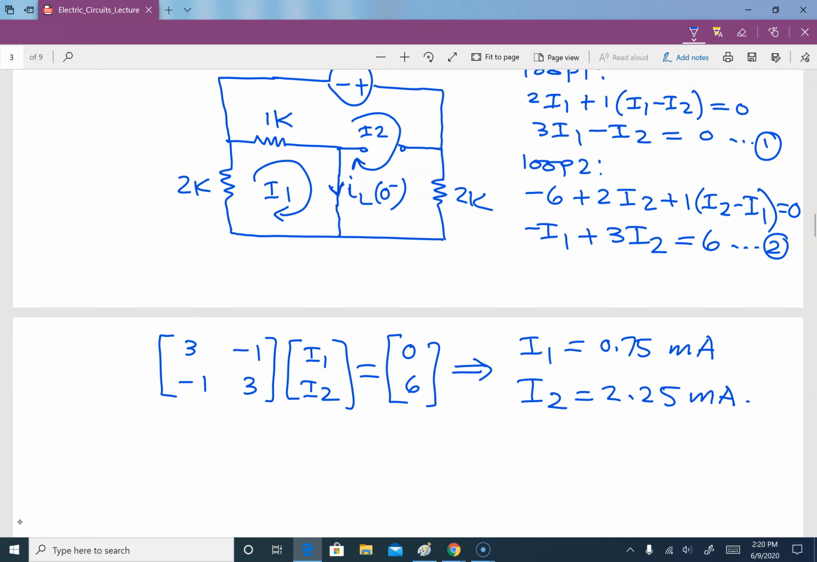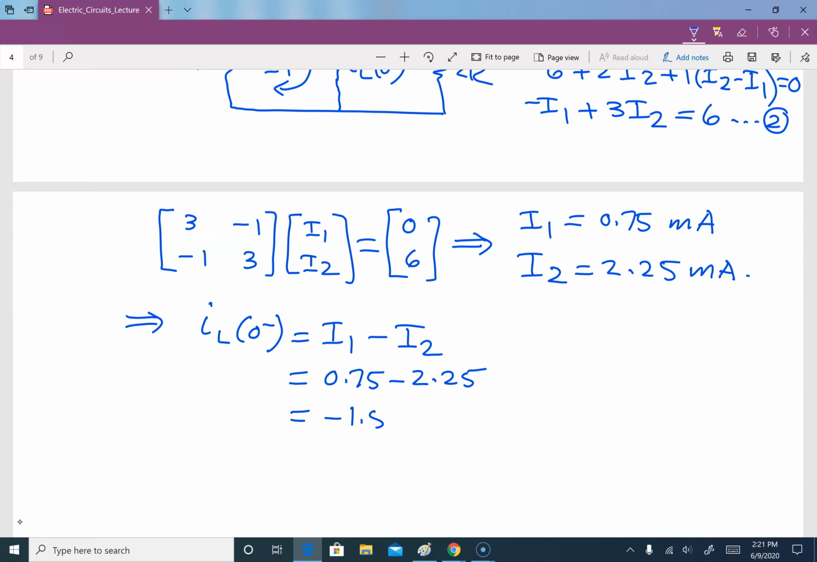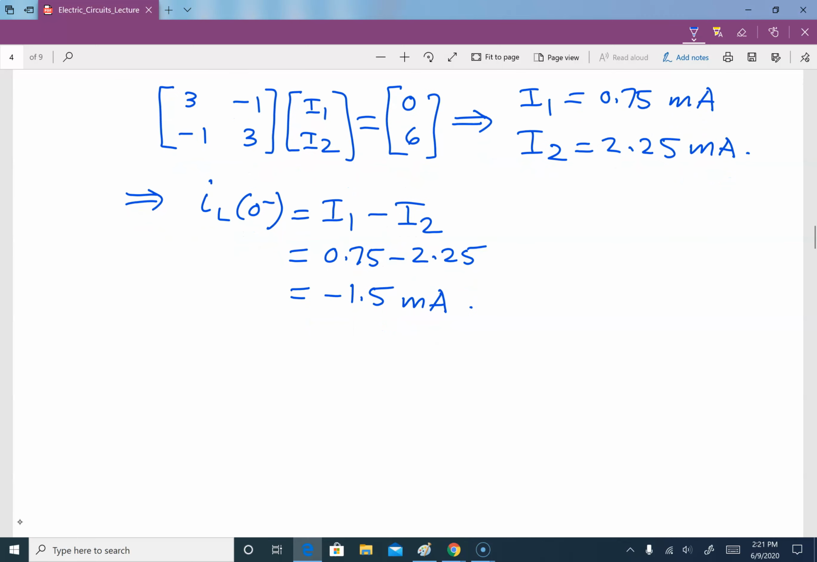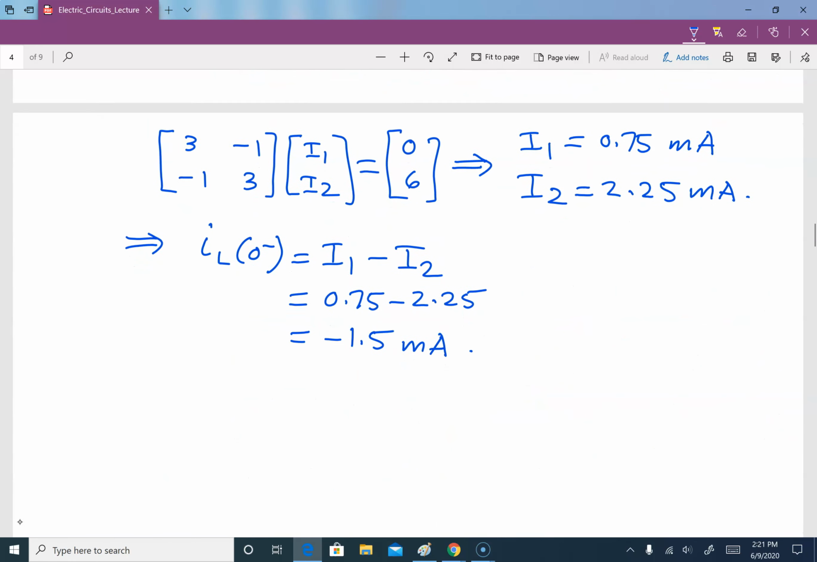So based on our assumption of the IL of 0 minus, it is going downward. That means our IL of 0 minus is equal to I1 minus I2. And I1 is 0.75 minus I2 is 2.25, which means that will be negative 1.5 milliampere. So now we found this value. So now we will go to step number 3.